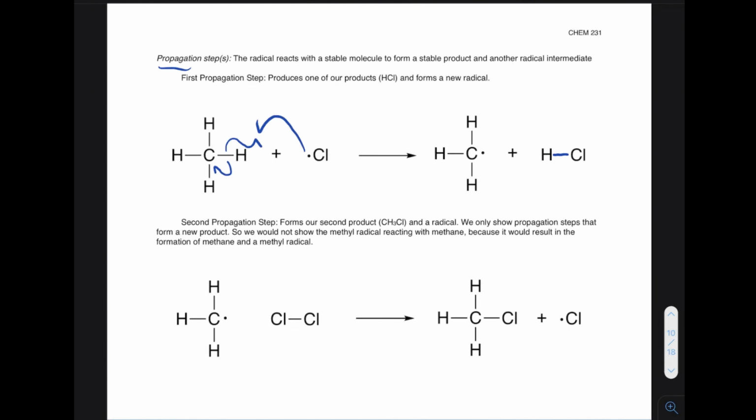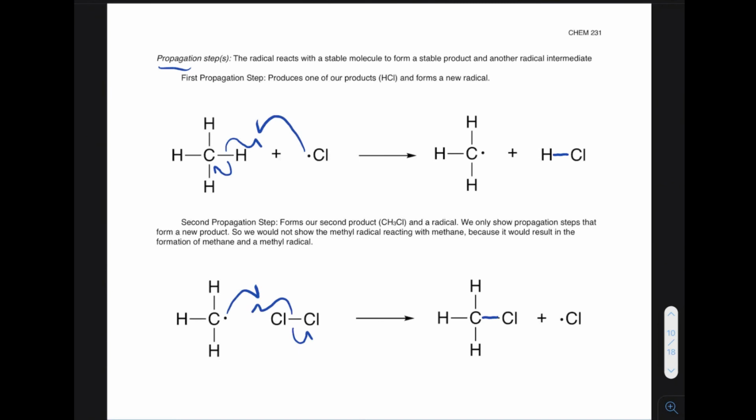And so to do that, same as above, that one electron comes in, the chlorine molecule breaks to form that bond with the methyl radical, and this other unfortunate chlorine ends up getting the lone electron, so now we have a chlorine radical again. So we've now formed this bond between carbon and chlorine.